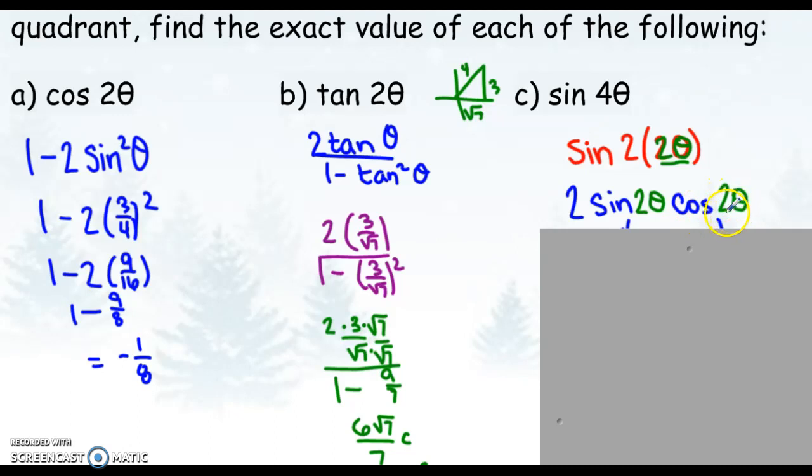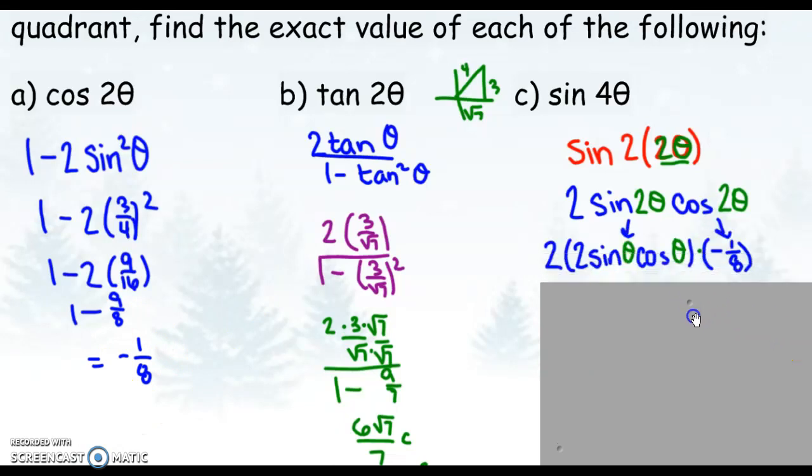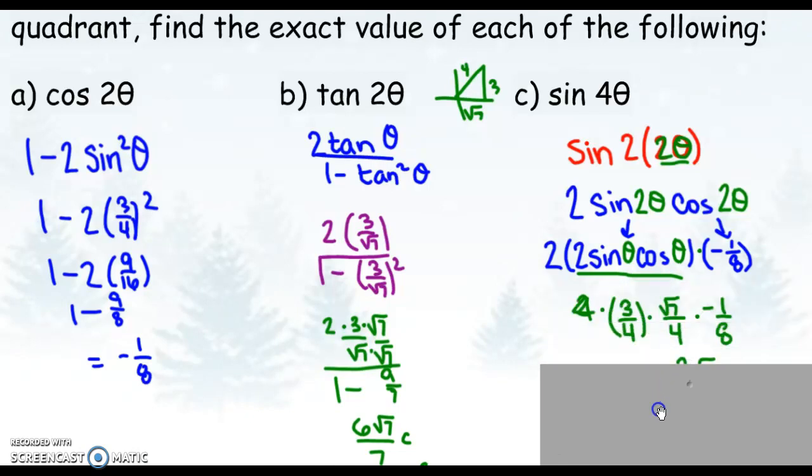And then we're going to simplify even further. But lucky for me, I already know one of them. I know that the cosine of 2 theta is negative 1/8 because I did that in part A. So I'm going to substitute that in. And I can replace the sine of 2 theta with my formula, 2 sine theta cosine theta. And I'm going to plug in those values and simplify. And here's our answer, negative 3 square root of 7 over 32.